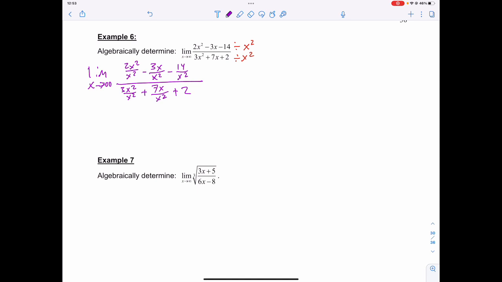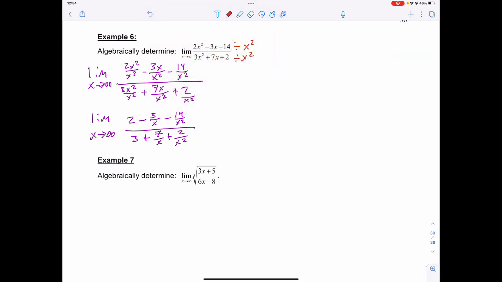When we simplify this, it's going to be the limit as x approaches infinity of 2 minus 3 over x minus 14 over x squared, and that's divided by 3 plus 7 over x plus 2 over x squared.